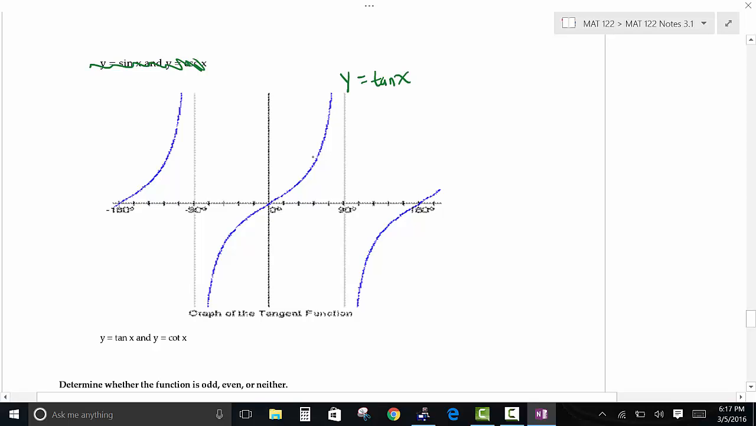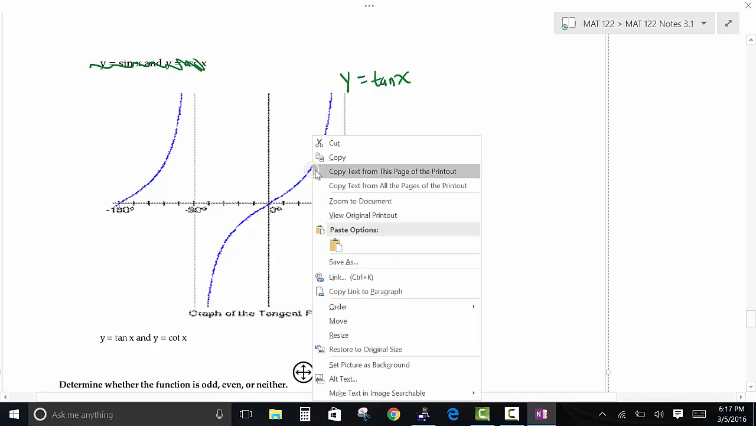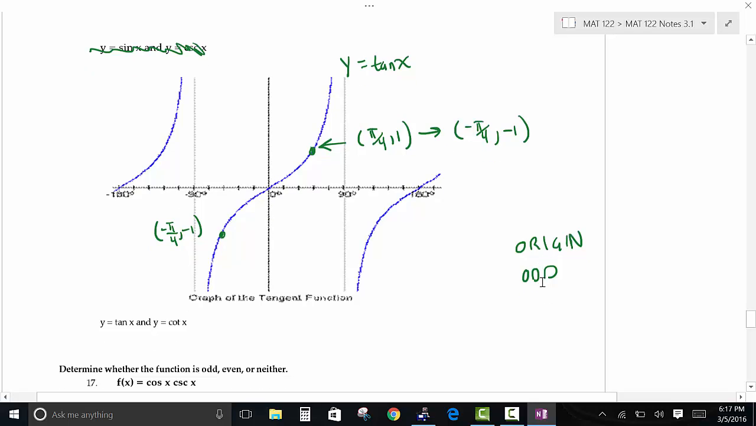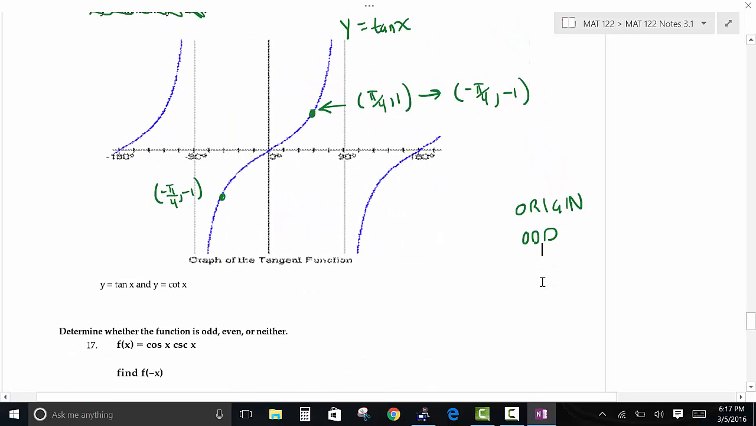And notice on the tangent graph, I'll give you a couple of points here. One thing we know on a tangent graph is in terms of radians, at pi over 4 radians, the tangent's 1. Since it's an odd function, we would expect the point negative pi over 4, negative 1 to be on the graph. And notice that it is. So this point is pi over 4, 1. This point is negative pi over 4, negative 1. So it's symmetric about the origin. So a tangent is an odd function. You can look at the graph to determine that. And then the cotangent would work out the same way.